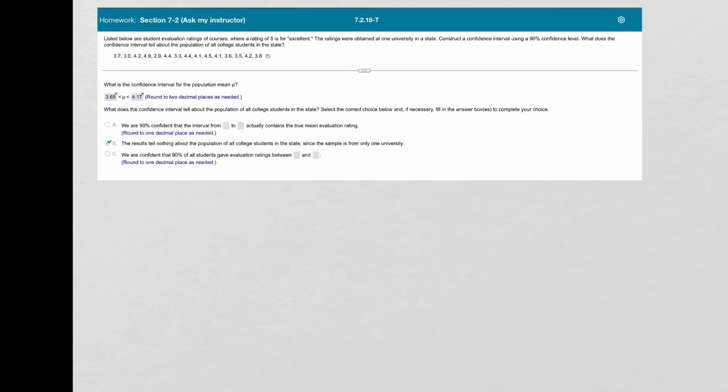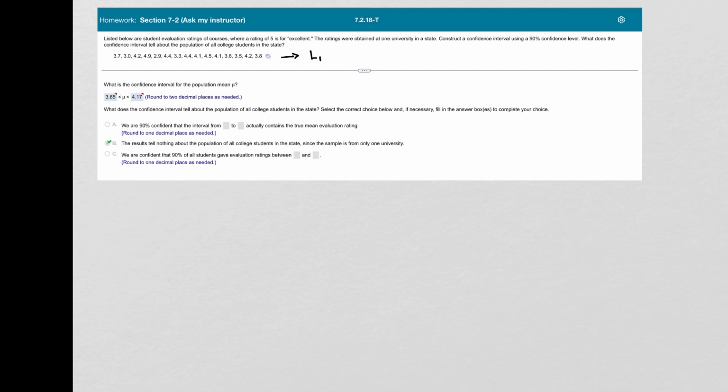In this problem, we're given the student evaluation ratings of courses, and what we want to do is construct a confidence interval using a 90% confidence level. And we want to know, what does the confidence interval tell about the population of all college students in the state? So we're given a list of values, and we're going to start by entering that into list 1 in your graphing calculator.